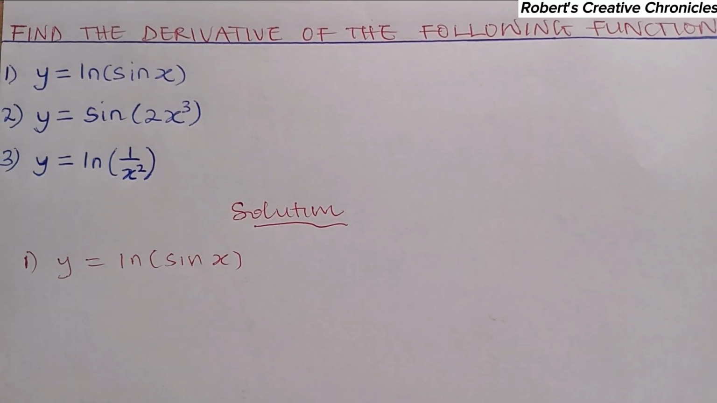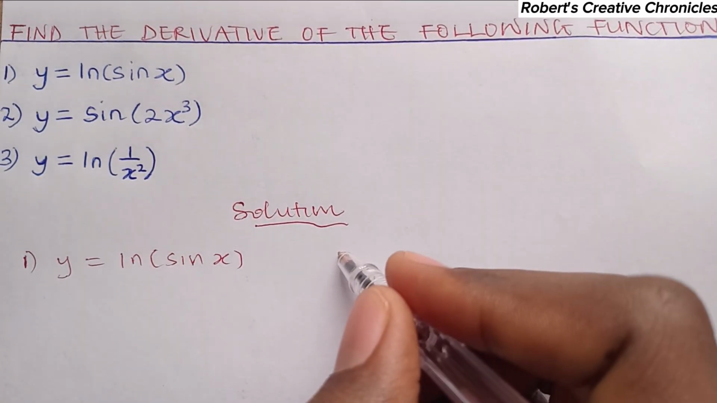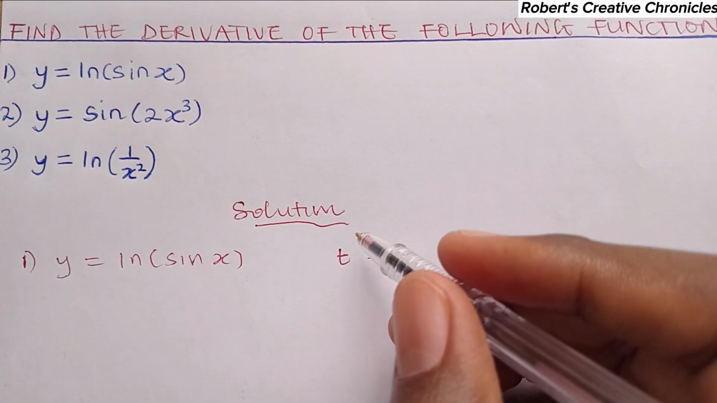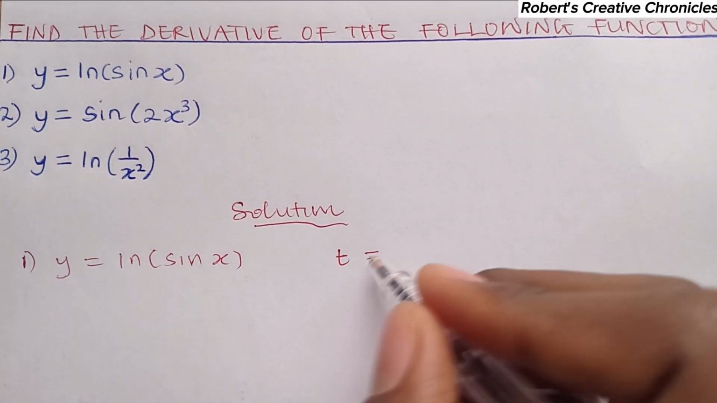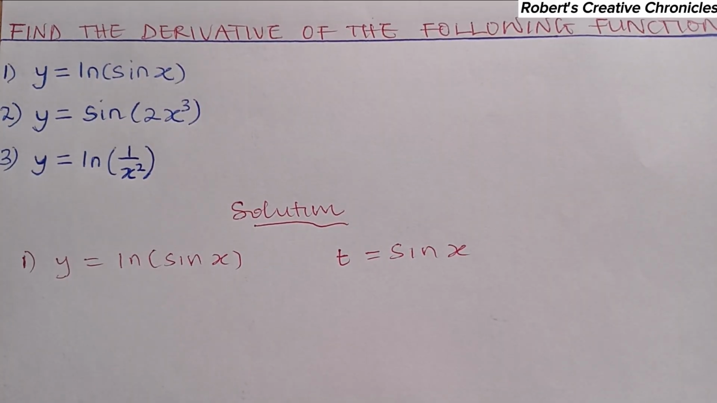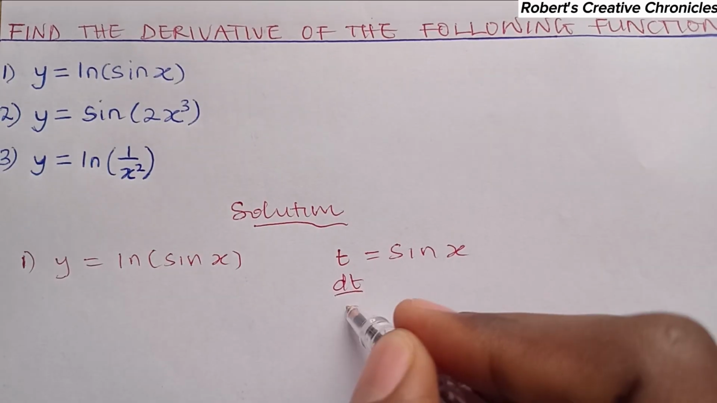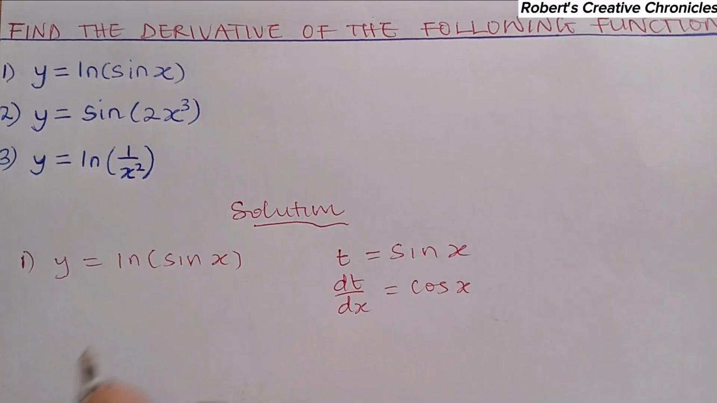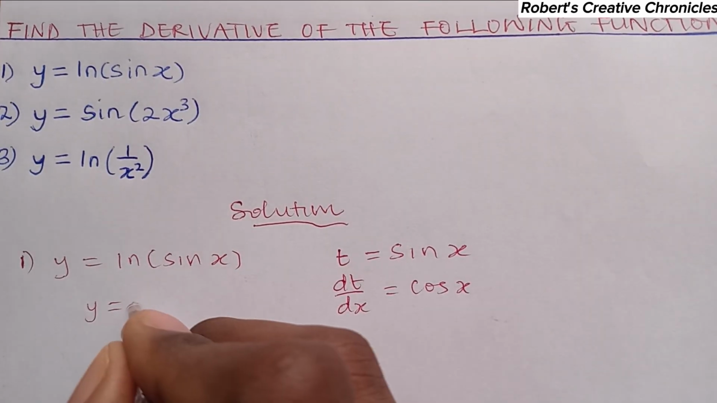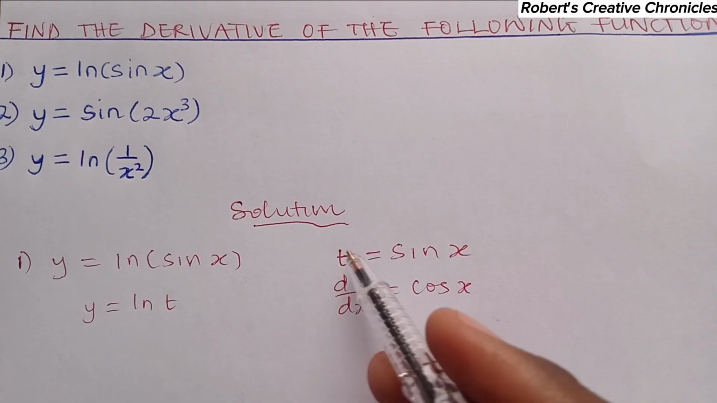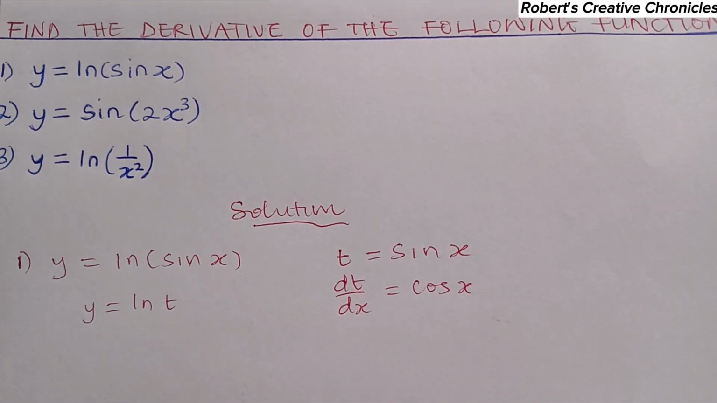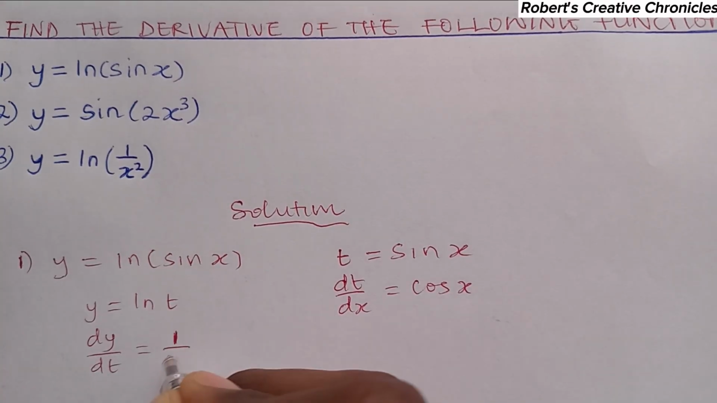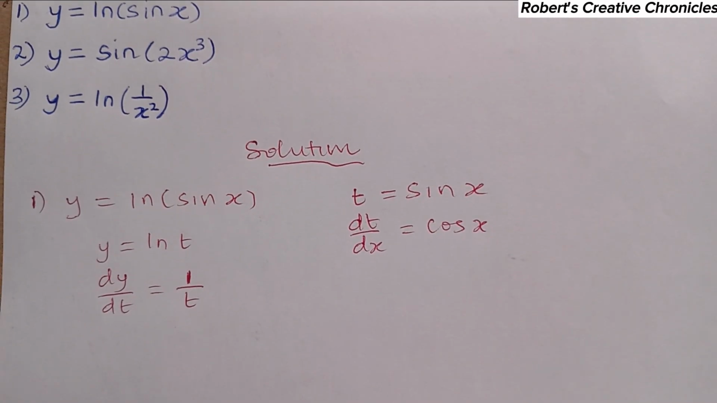So we can see that the core t is equal to, we can use any variable, you can use z, you can use w, but let me use t, I like t. So t is equal to sine x. Now we'll find the derivative of t with respect to x. Derivative of sine x is what? Cos x. So now here y will be equal to what? Ln t, since I've substituted t as sine x. So now derivative of y with respect to t is what? 1 over t.